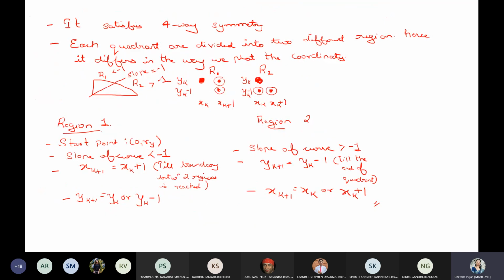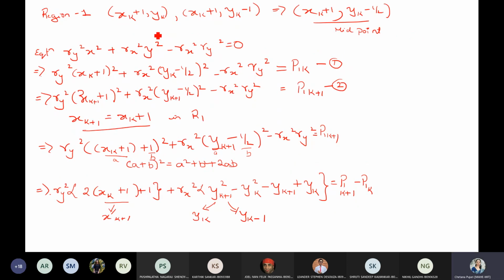As mentioned before, in region 1, x is incremented and you are going to make a decision about y. Hence your x is incremented at each iteration. So your x can have a value xk plus 1, here also xk plus 1, and you want to decide about yk, whether to go with yk or yk minus 1.